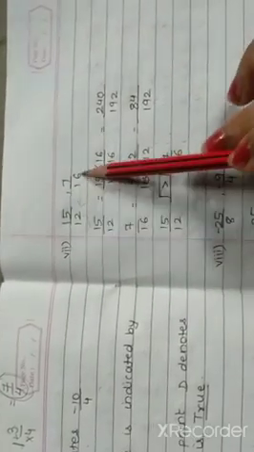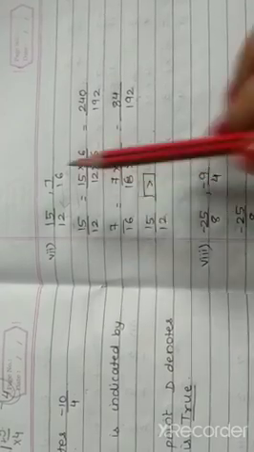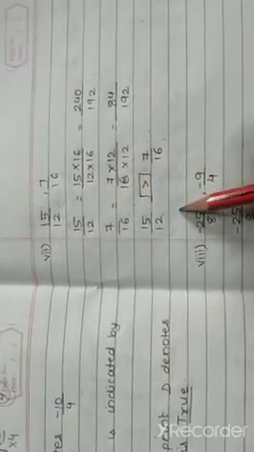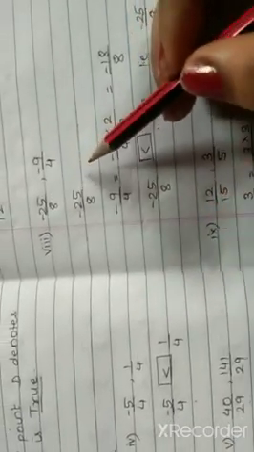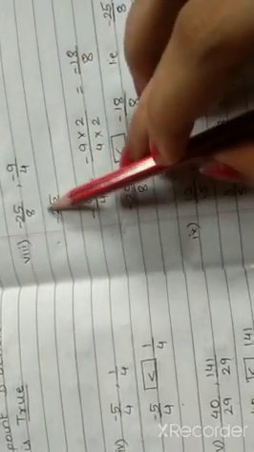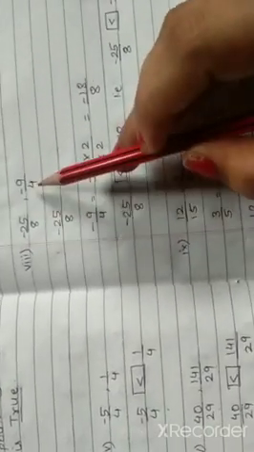This is the method we need to use when two different denominators are given to us: we need to find the HCF first and then do the comparison. Moving ahead to question number 8. Again, question number 8 is the same as question number 7. We are given two different denominators, that is 8 and 4.